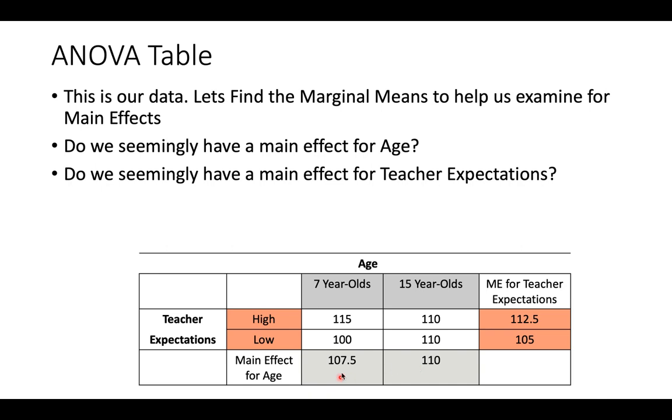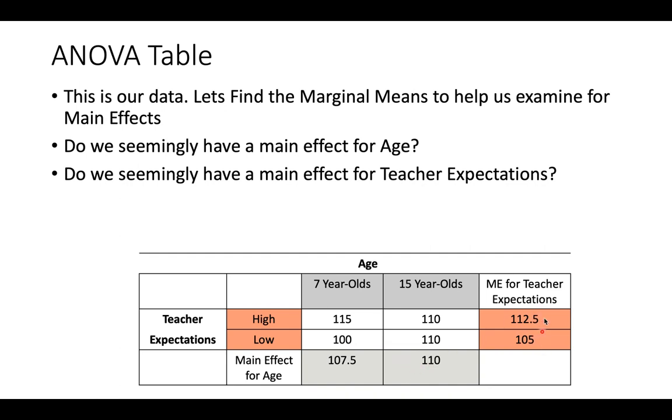So a difference of 2.5, right, 107.5 to 110, is not a very promising difference. It looks like 7-year-olds and 15-year-olds are pretty similar. I mean, 15-year-olds are a little higher, but on the scale of this measurement tool, probably not significantly higher. So I would not be confident in this main effect. They're a little higher, but probably not significantly higher.